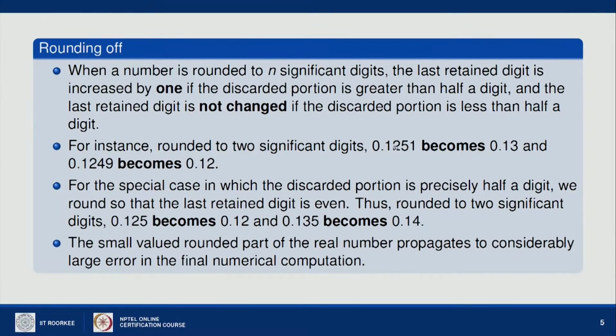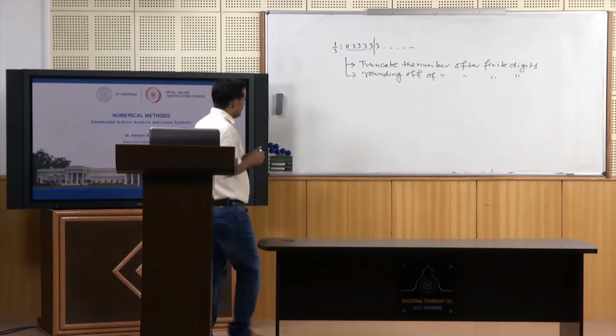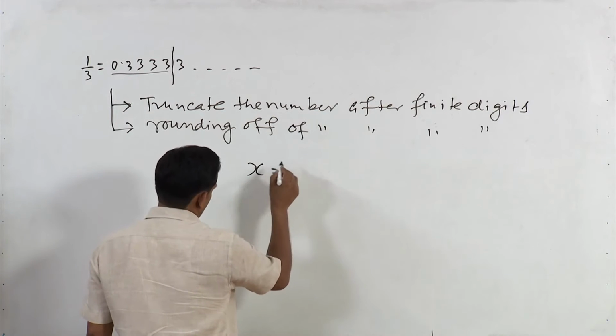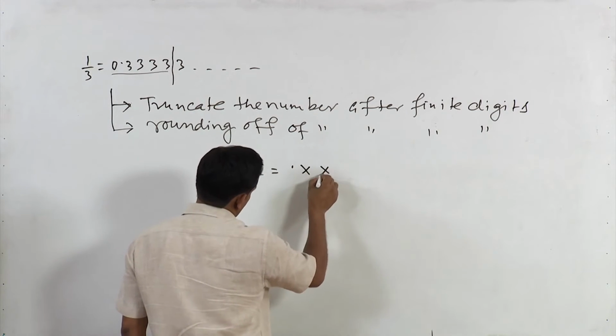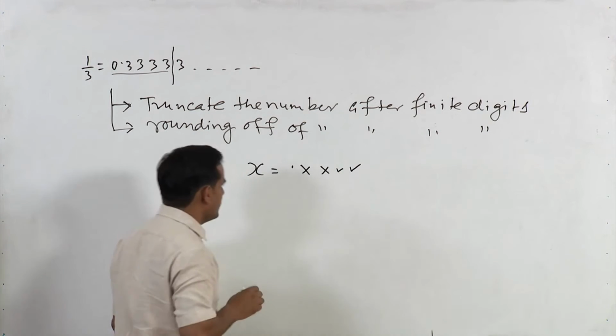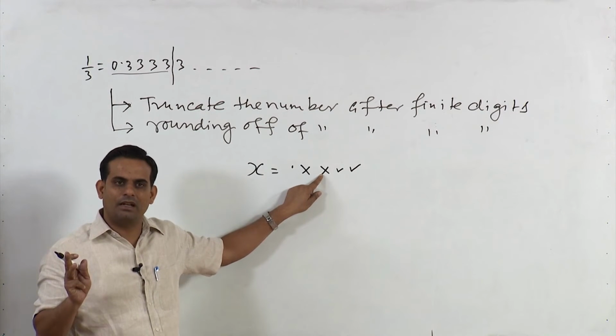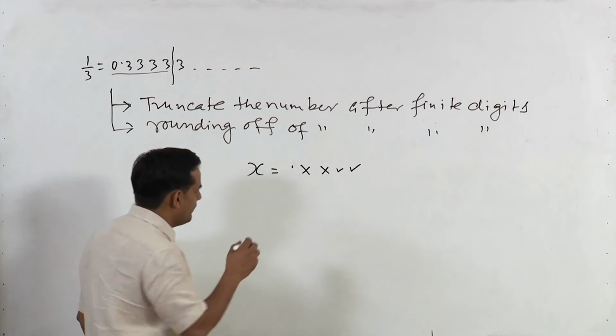So, what will happen? If I want to round off this digit up to 2 significant digits after the decimal, if I want to round off this particular number, then it will become 0.13. Similarly, if you take 0.1249, it becomes 0.12. So, what is happening? If I am having a number x which is having some digits, let us say like this. So, let us say 4 digits, and I want to round off this number up to 2 significant digits after decimal. So, what will happen?